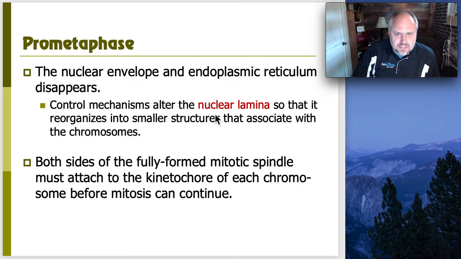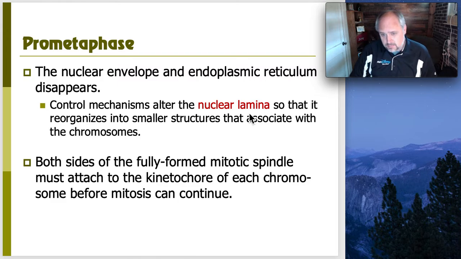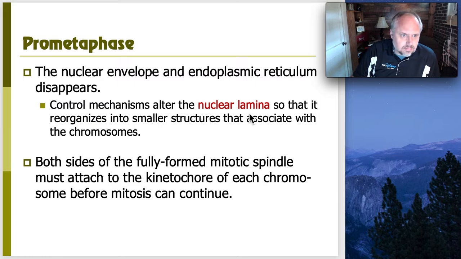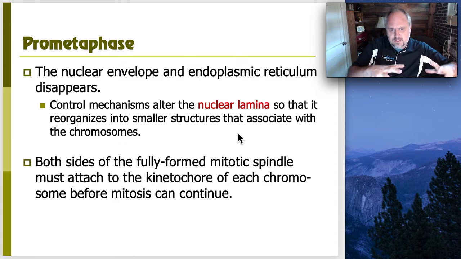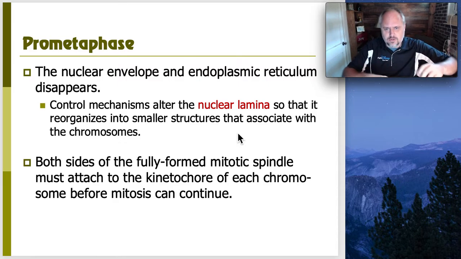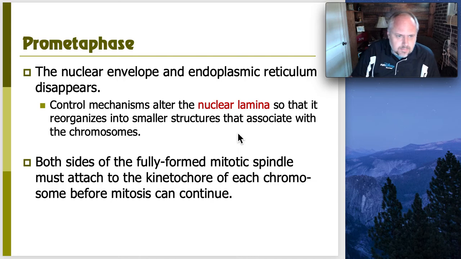All of this is actually going to be taken care of by the nuclear lamina. Remember, that's the structure that lays up under the nuclear envelope in the nucleus and is closely associated with the nuclear matrix. So as the nuclear matrix is collapsing down for the chromosomes, the nuclear lamina is beginning to take apart the nuclear envelope.